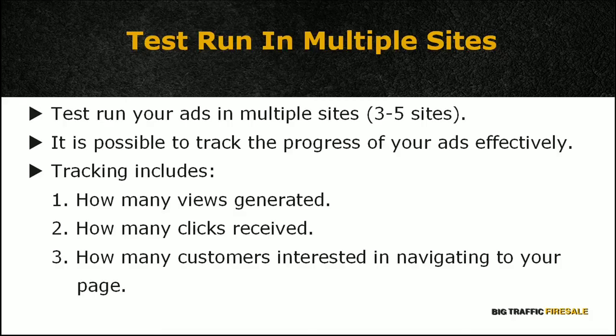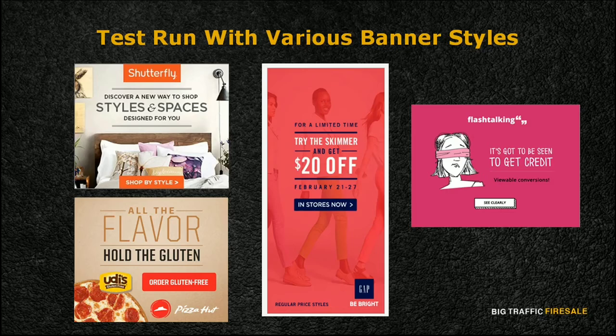First, test run your banner ads on multiple sites, starting small with 3 to 5 websites. This way, it's possible for you to track your ad's progress effectively. Your tracking includes how many views your ad generated, how many clicks received, and most important, how many customers were interested in navigating to your landing page. Did it result in a purchase? Next, ensure you come up with various banner styles to test run your ads on multiple sites.